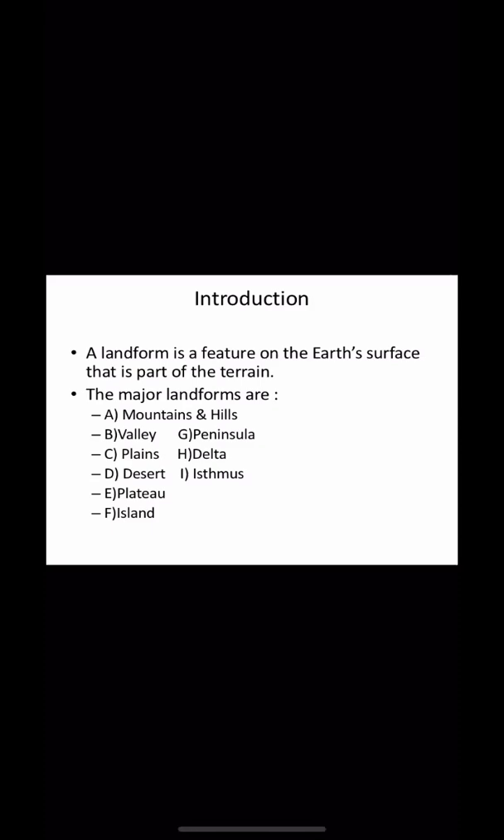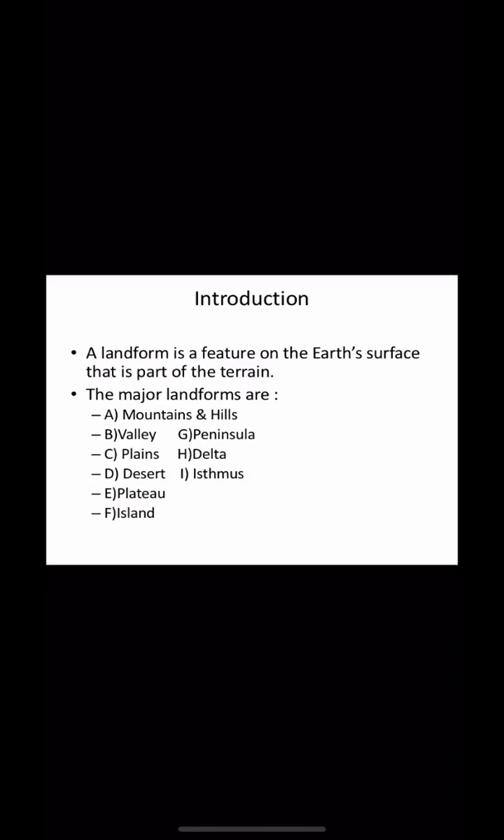Today our lecture is based on geography chapter Major Landforms. So let us begin with the chapter. First, we will discuss what is landform. A landform is a feature on the earth's surface that is a part of the terrain. The major landforms are mountain and hills, valley, plains, desert, plateau, islands, peninsula, delta, isthmus.